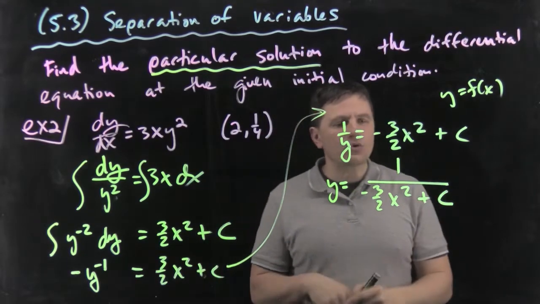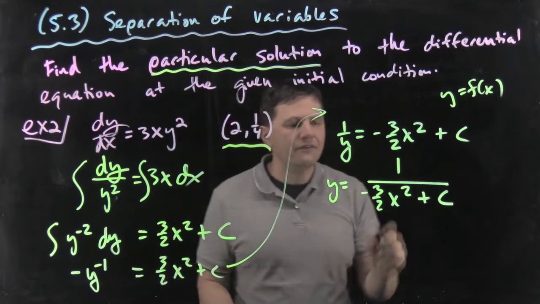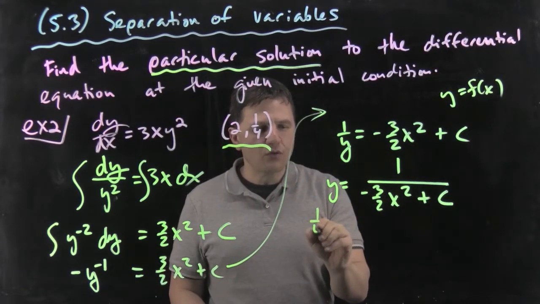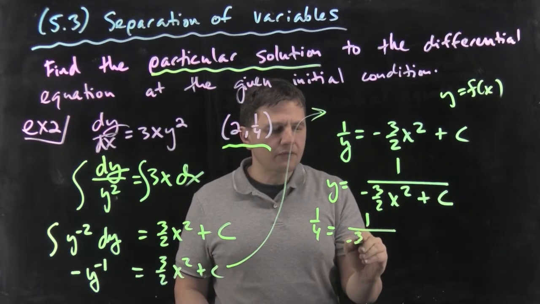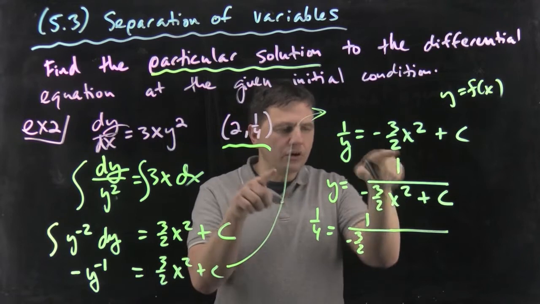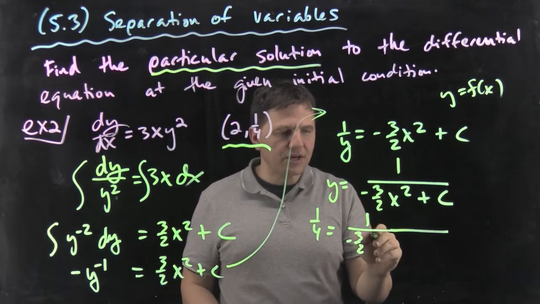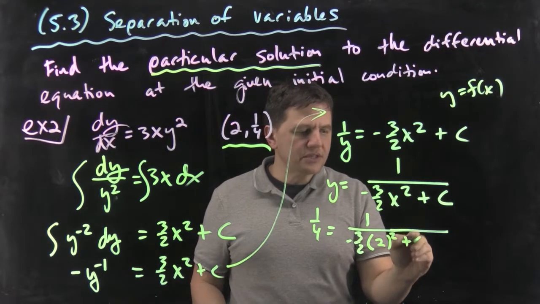Now this is our general solution. So at this point we're going to plug in whatever initial condition they gave us. So 1/4 for y. I would say explicitly show this. Negative 3/2. By the way, I could simplify this. I could multiply by 2, or I can leave it, which I'm going to leave it. So then we're plugging in 2 squared plus c.